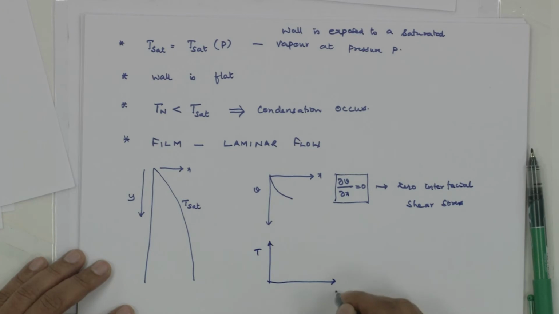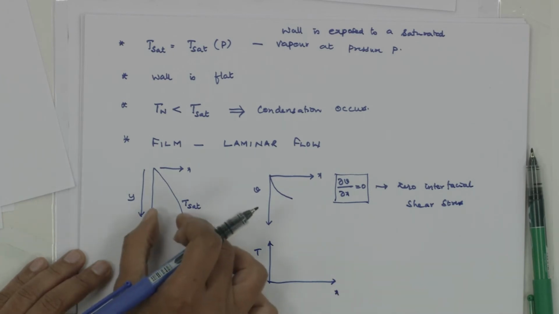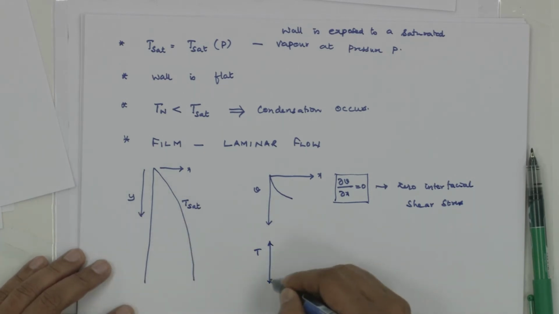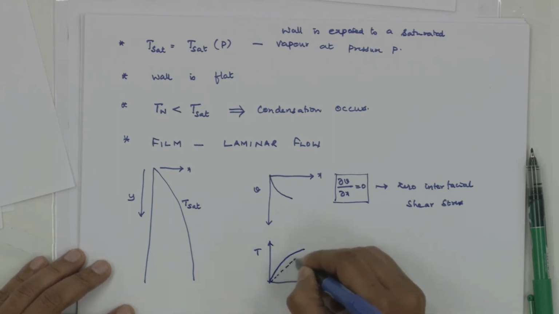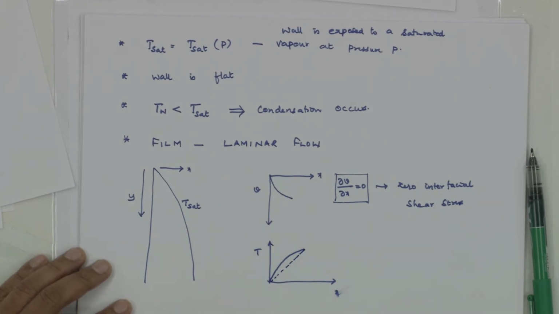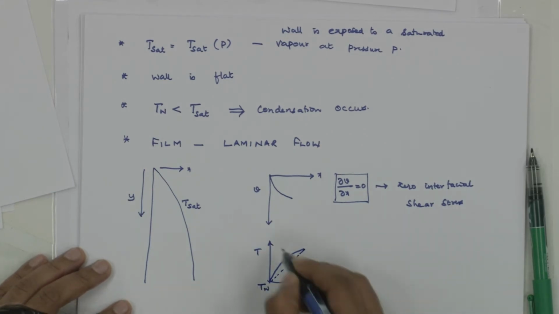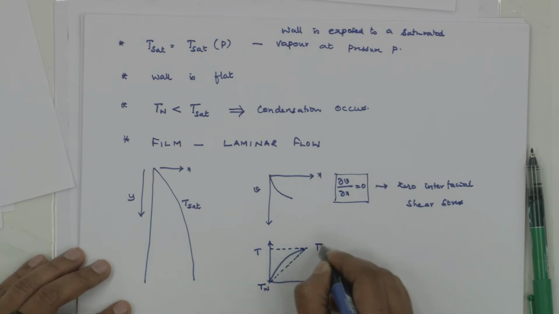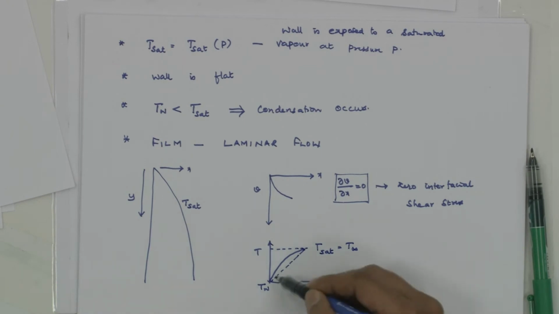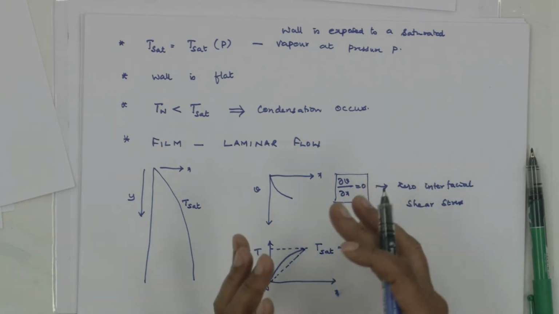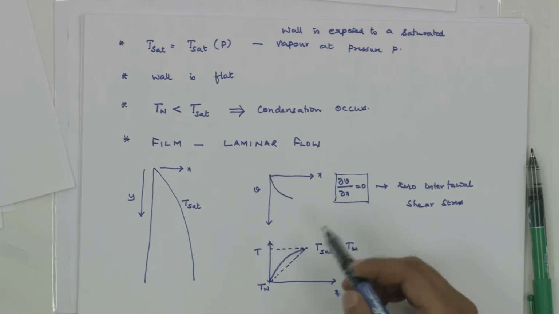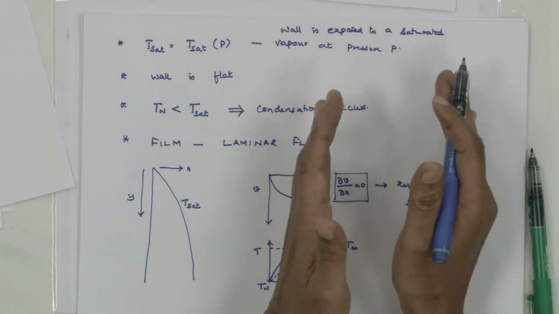That means del V by del X equals 0, and if I plot temperature versus X across this thickness, actually there will be a curvature, but I would assume that it is linear. This is T wall and this is Tsat, which is equal to T infinity. This curvature comes with the effect of subcooling, so we will correct that later on. Because of this, I am taking saturated vapor. If my conditions are subcooled, then the curvature will be there.